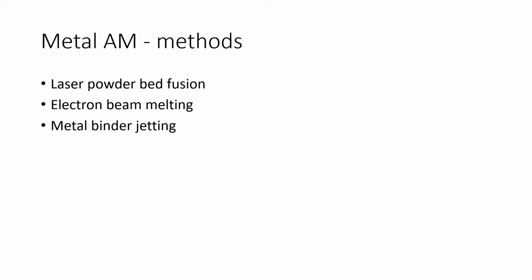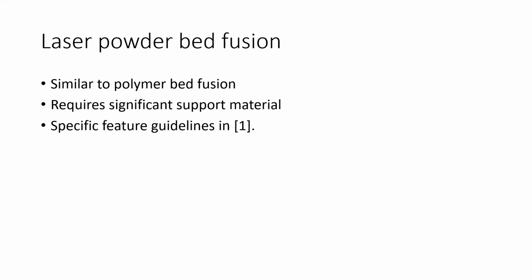Now onto the metal additive manufacturing methods. Some of those include laser powder bed fusion, electron beam melting, and metal binder jetting. So for laser powder bed fusion, it's similar to polymer bed fusion, although it requires support material, which is unfortunate here, and it has very specific guidelines because of that support that's required. Remember those residual stresses, and it has guidelines for the features similar to what we showed for that laser bed sintering earlier, shown in reference 1 if interested.